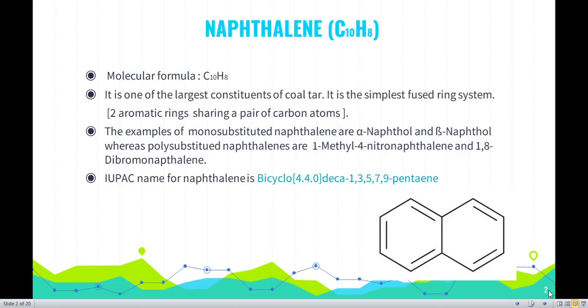As we can see in the structure of naphthalene, it has two cyclic structures. Hence it is a bicyclic compound, and it is the simplest form of polynuclear compound. The IUPAC name of naphthalene is bicyclo[4.4.0]deca-1,3,5,7,9-pentaene. Examples of monosubstituted naphthalene are alpha-naphthol and beta-naphthol, whereas polysubstituted naphthalenes are 1-methyl-4-nitronaphthalene and 1,8-dibromonaphthalene.